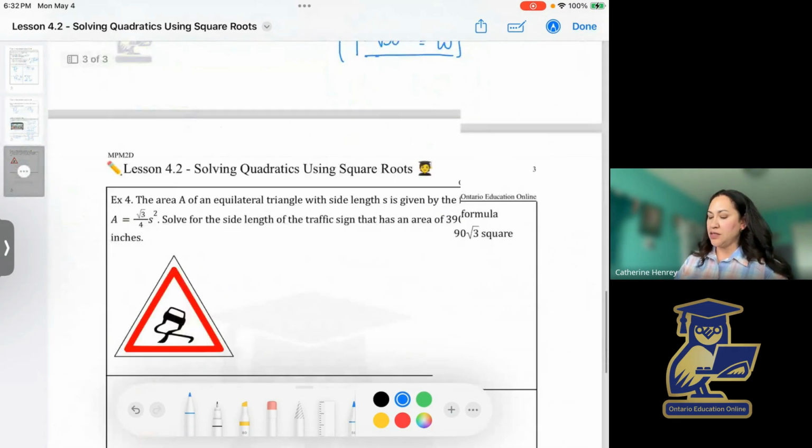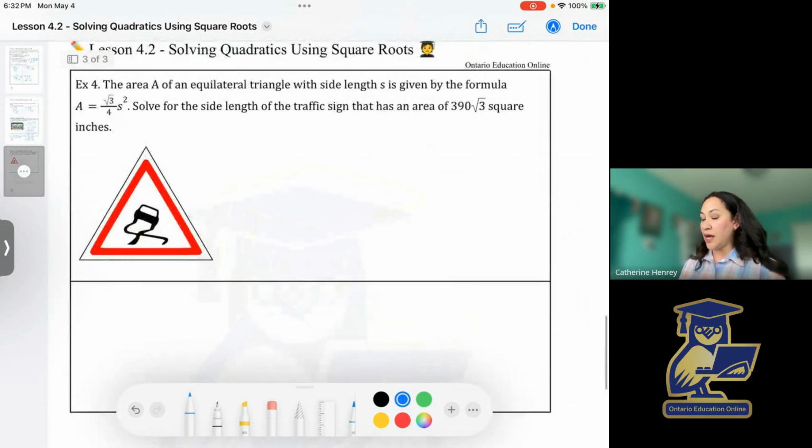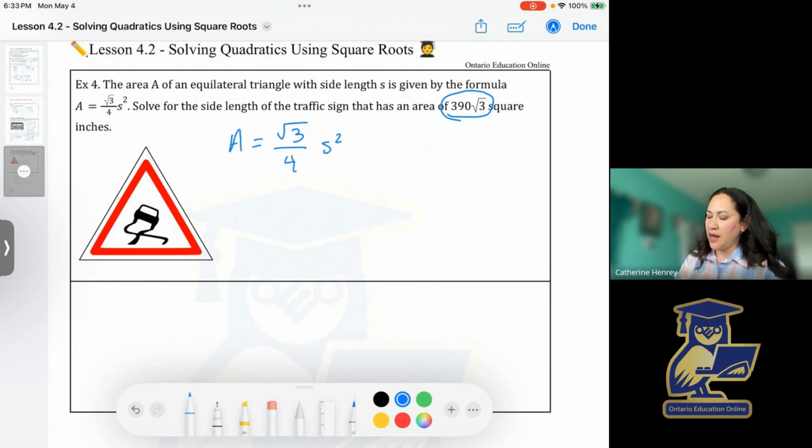Let's take a look at a different example. The area of an equilateral triangle with side S is given by a formula. A is equal to the root of 3 divided by 4 times S squared. Solve for the side length of this traffic sign if it has an area of 390 root 3. So we're looking for the side length. We have that A is equal to the root 3 over 4 times S squared. But the area is also equal to 390 times the root of 3.